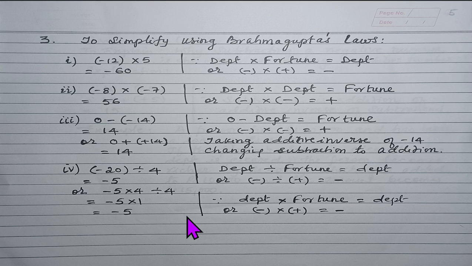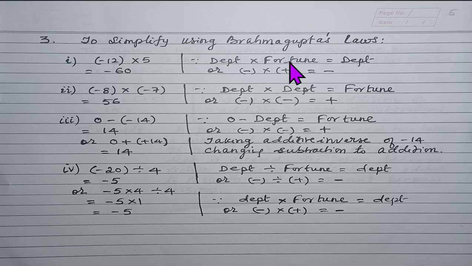Now coming to the next point, to simplify using Brahmagupta's laws. If you read the textbook, that is World of Numbers, in that there are some Brahmagupta's laws given in terms of debt and fortune. So you have to apply them and solve these examples. Now let us take the first example. The first example is minus 12 into 5. Minus 12 is debt and 5 is fortune.